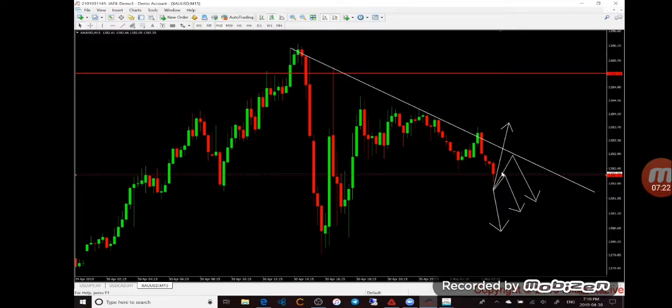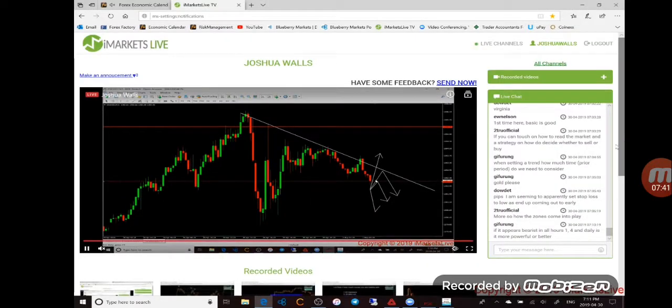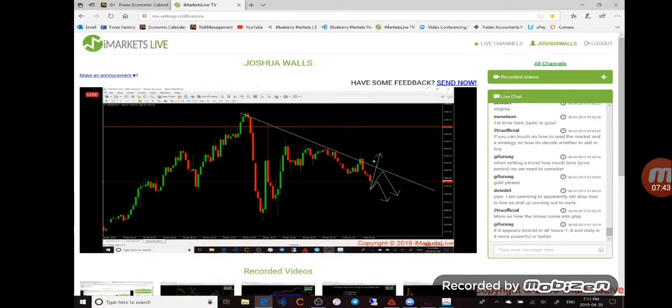But the outcome I would personally like the best would be 1 or 2 of these. This one here being the better option, because then we are actually breaking that 4 hour support. Let me just see if we have any questions. Pips I'm seeing to apparently set stop loss to low as end up coming out too early. I'm not sure what you're saying here.